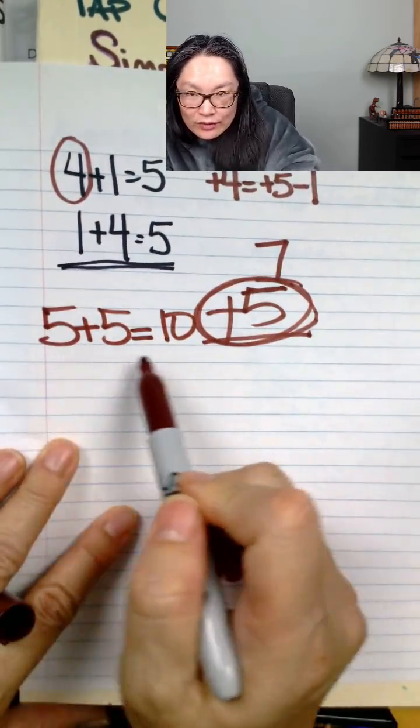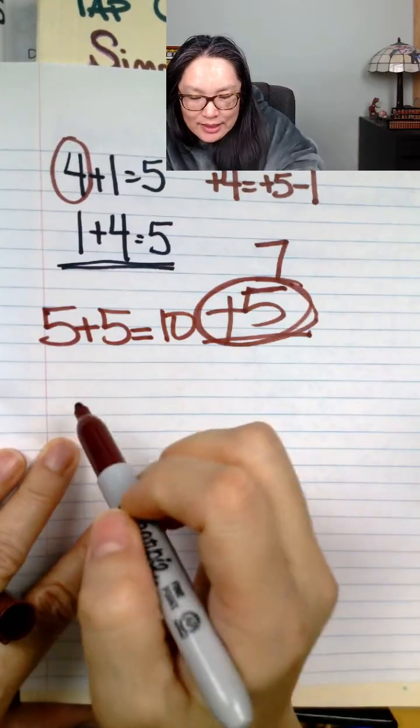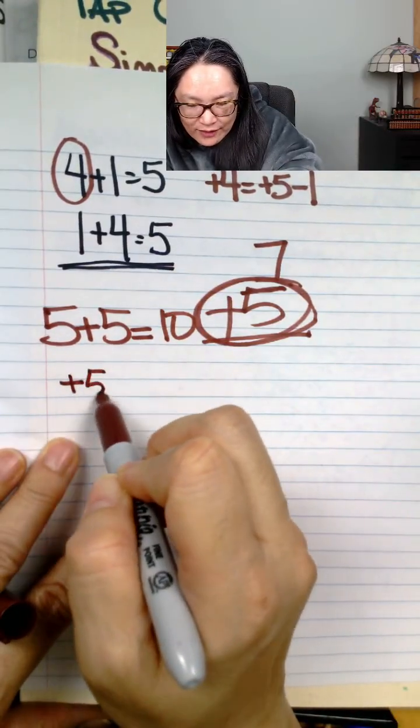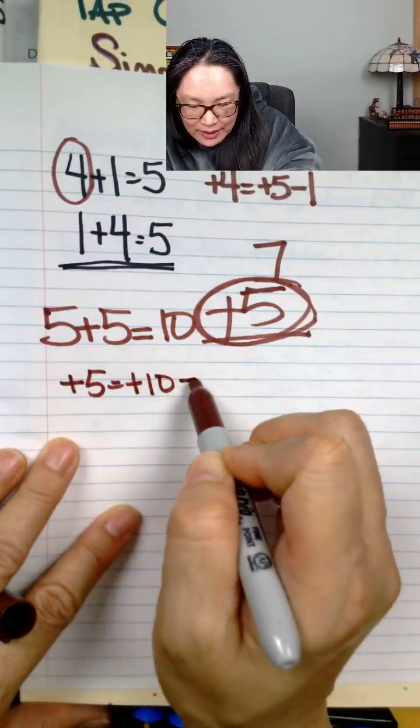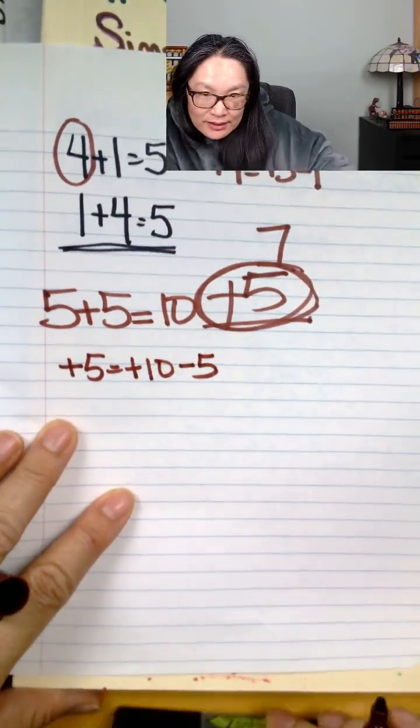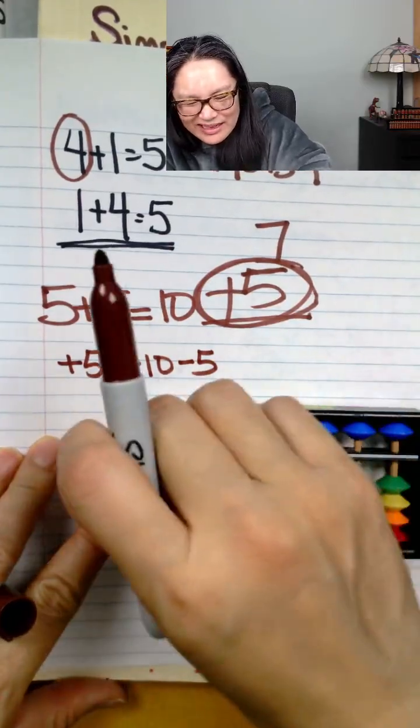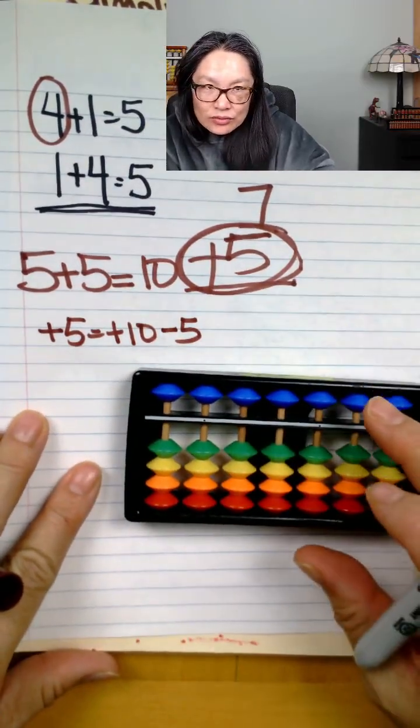So again, we're going to rewrite this. When I talk to the kids, this is what they have to memorize: plus the 5 is equal to plus the 10 minus 5. That's it. That's what they have to memorize. Do I tell them why? Nah. If they get it, they get it. If they don't, they have to memorize.